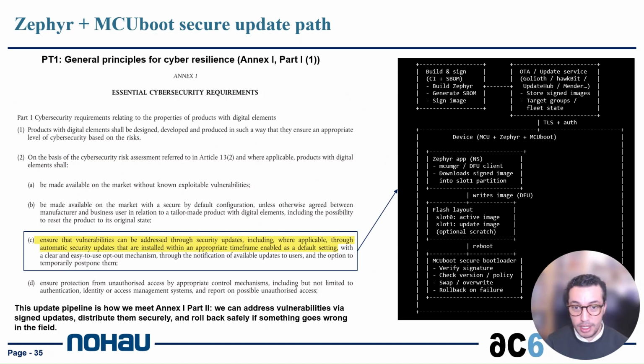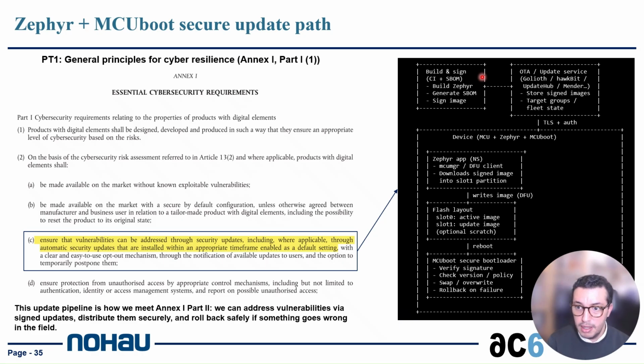Here I try to show you an example of the requirements in Annex 1, which says to ensure that vulnerabilities can be addressed through security updates, including where applicable through automatic security updates that are installed within an appropriate time frame, enabled as a default setting. And what you can see here is my process to prove that. Here we can see how the secure update flow is going. For example, we start by doing a build and sign. You can use the CI here. In the CI, we build the Zephyr image, we generate the SBOM, and sign the firmware.